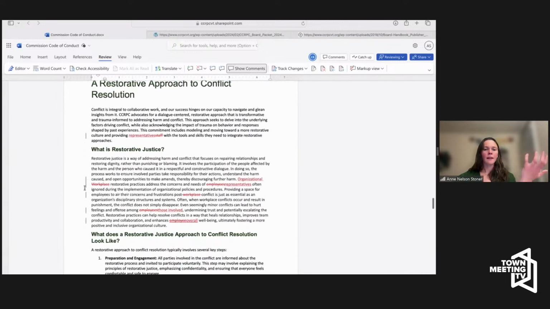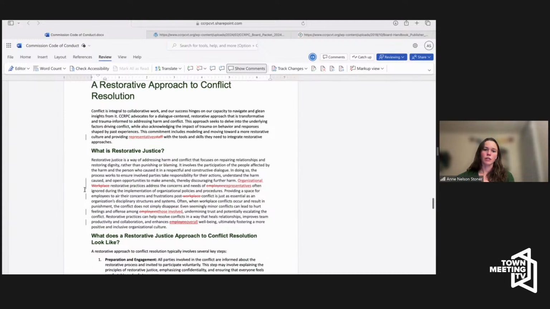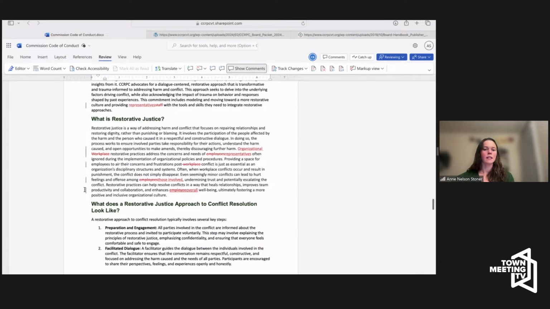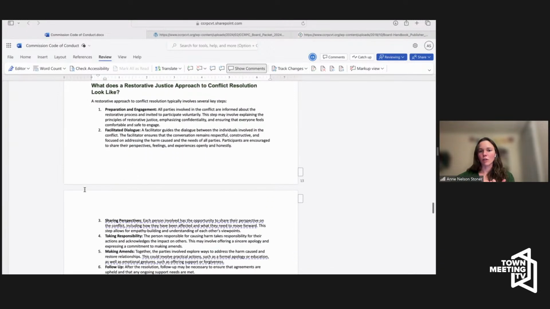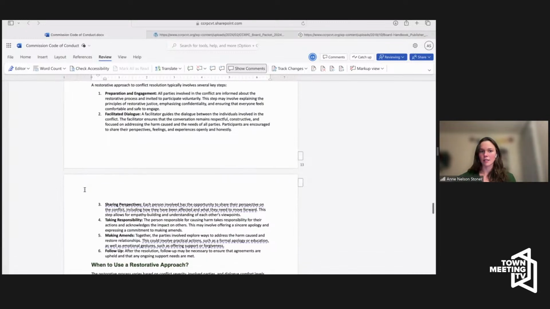Okay. And then we get into this conflict resolution piece. So there's an overall section that's about a restorative approach to conflict resolution, just some information. What is restorative justice? How does it differ from traditional forms of justice, especially within the workplace? What does a restorative justice approach to conflict resolution look like? Typically, it involves these key steps. There's preparation and engagement, and then there's a facilitated dialogue. It may be a series of dialogues. It might just be one.